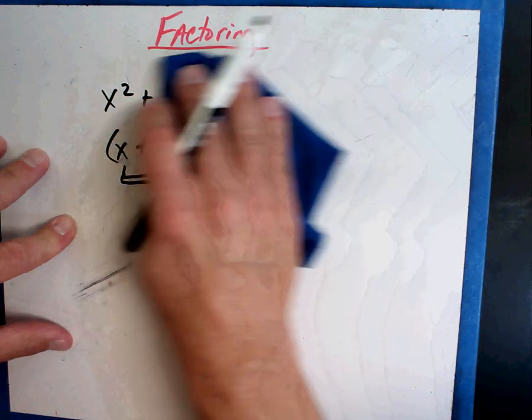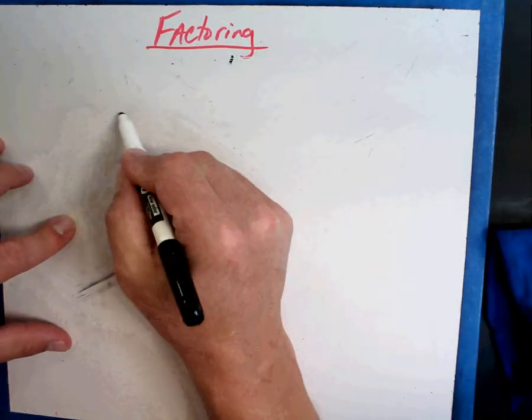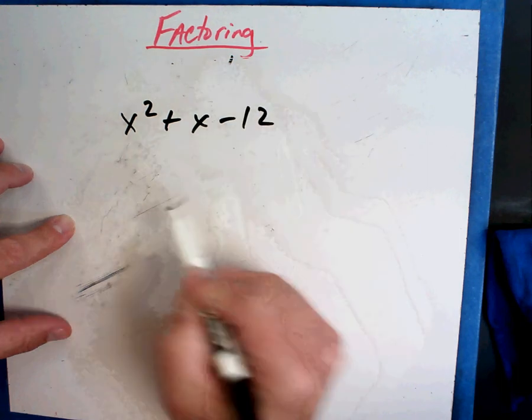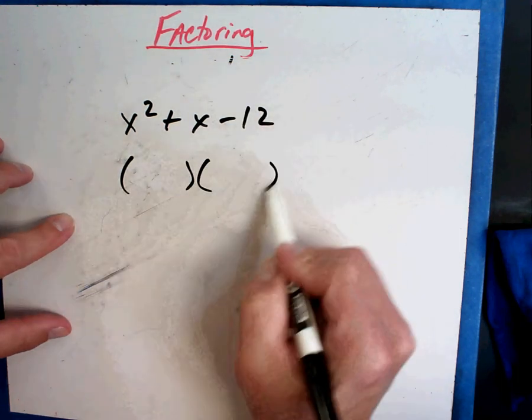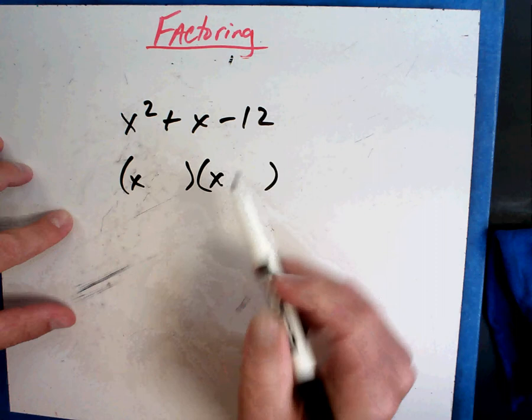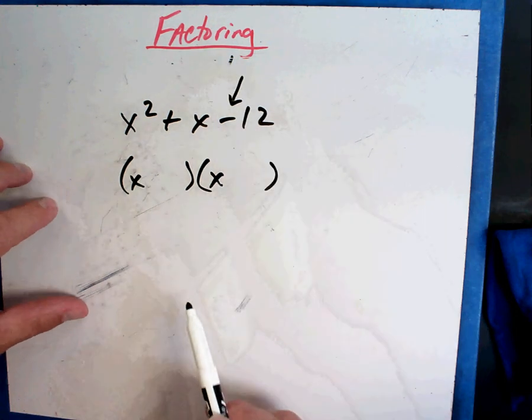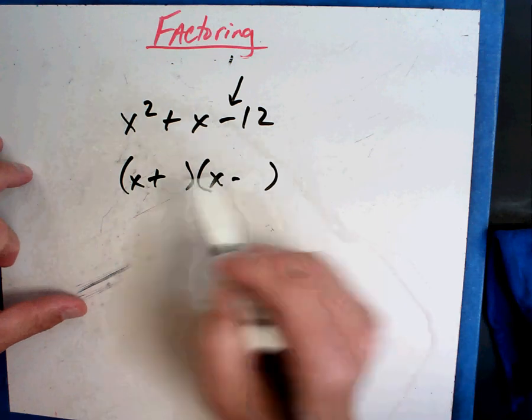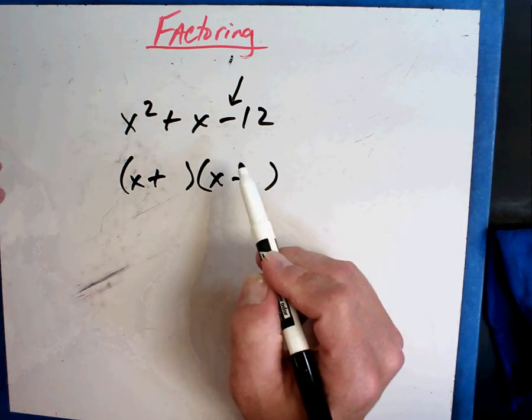Let's try another one. Let's say you have one like this, x squared plus x minus 12. So we're going to start factoring. I'm going to break it down. X squared is x and x. Notice the sign's different. So that means one's a plus and one's a minus. So since they're not the same, you're not going to add them together, you're going to subtract them.